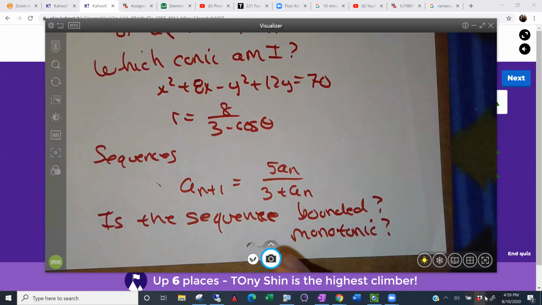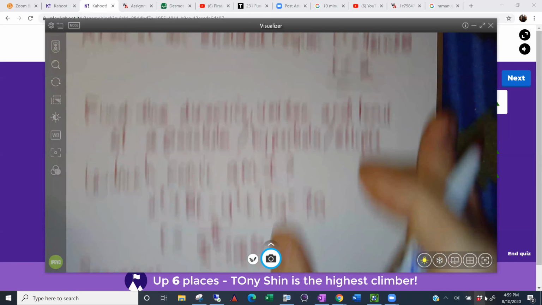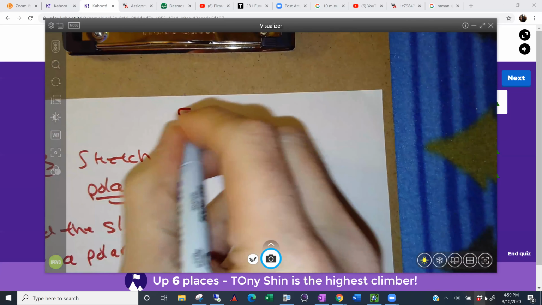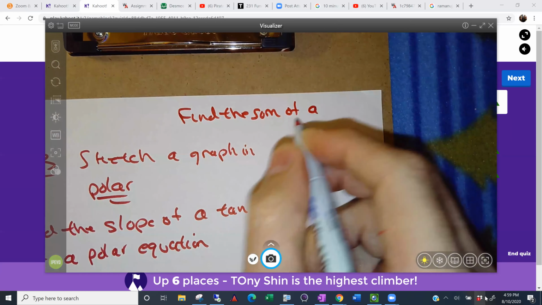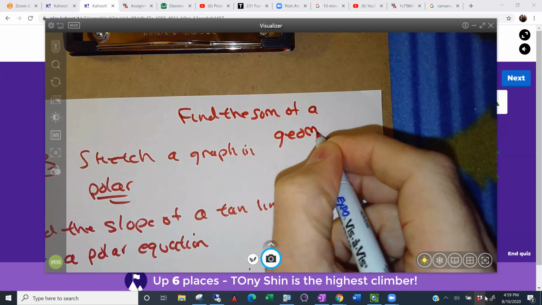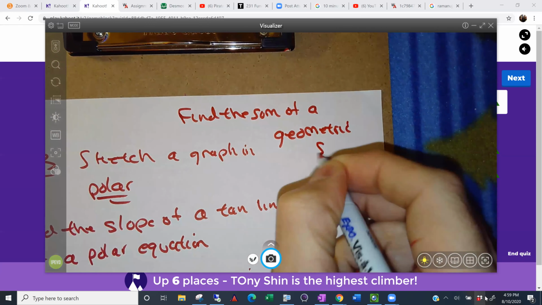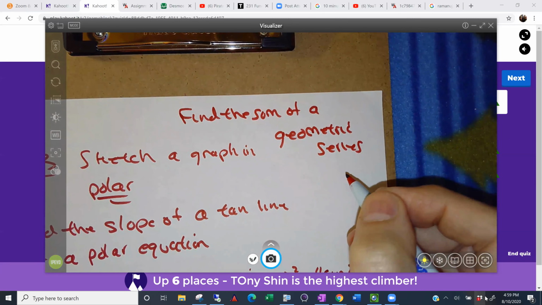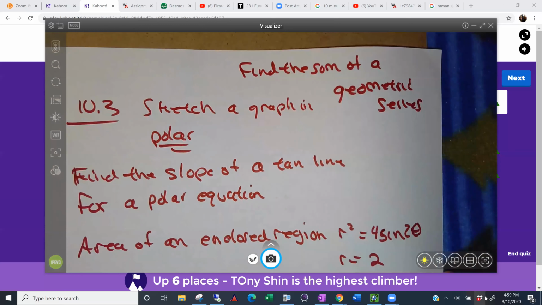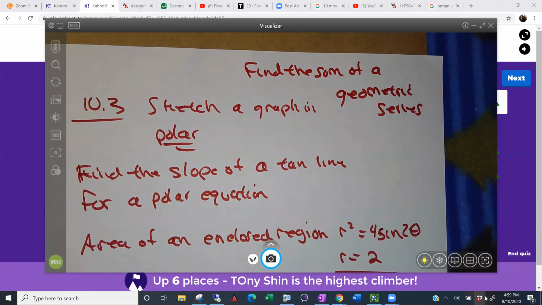One last thing that we could do, you can find the sum of a geometric series. There's a formula for that. That's about it. You know, there's a lot on this test, but at least you had a chance for a little bit more of a review than we had last time.